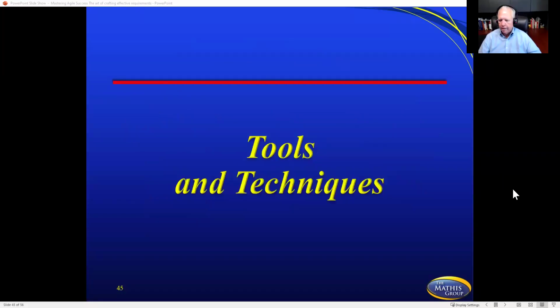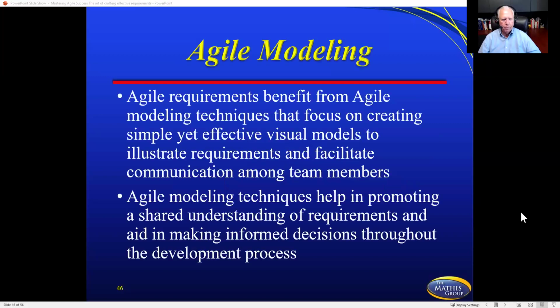So tools and techniques, we'll talk about this. We'll go back to this topic a little bit here in a moment. So the first is Agile modeling. This helps you with your requirements because Agile modeling techniques focus on creating simple but effective visual models. And so the better we can understand what it is that the customer is wanting, the better our team's going to be able to estimate it and know whether we've got the right requirements for that particular sprint. So the Agile modeling technique helps in promoting a shared understanding of those requirements.